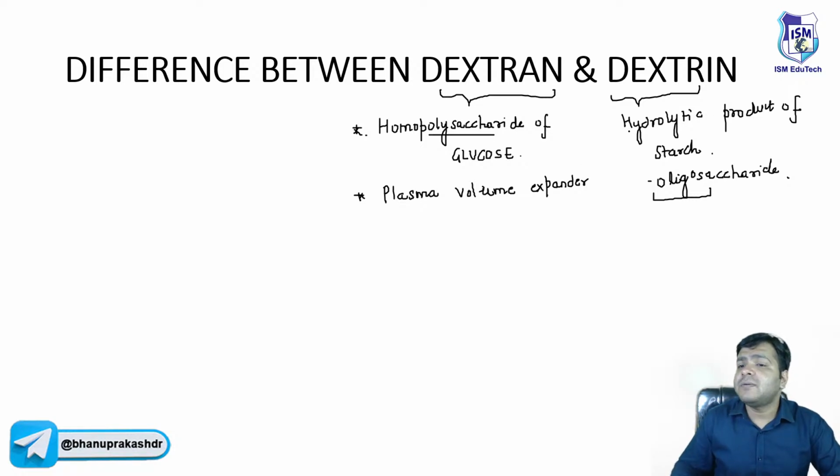Okay, dextrin is a hydrolytic product of starch, and it is a plasma volume expander. It is used to increase the plasma volume. That's it. Yes, everyone is right. Jairam, Priti, Harsh, Alfez, Prince, very good, beta.